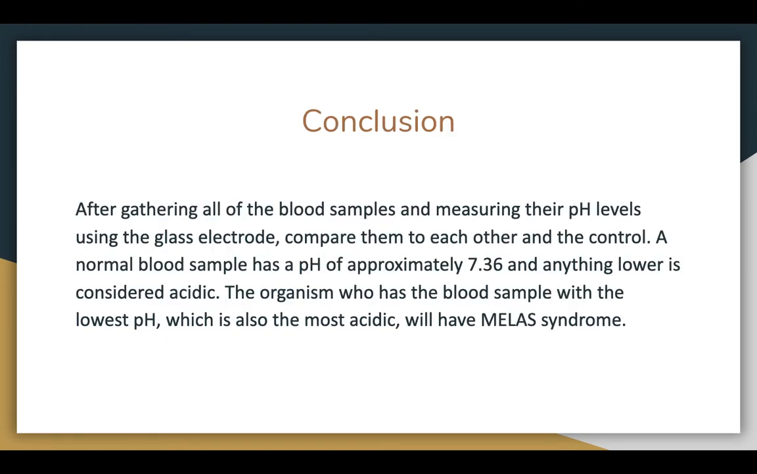So after we gather all of the blood samples and measure the pH levels of the blood samples using the glass electrode, we can compare them to each other and the control. Again, the control would be the normal blood sample that has a pH of about 7.36. So anything lower than that would be considered acidic for blood. And the organism who has the blood sample with the lowest pH, which again is the most acidic, will have MELAS syndrome.